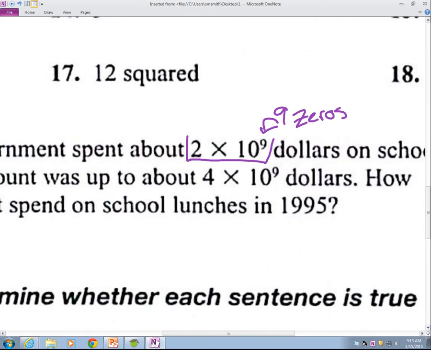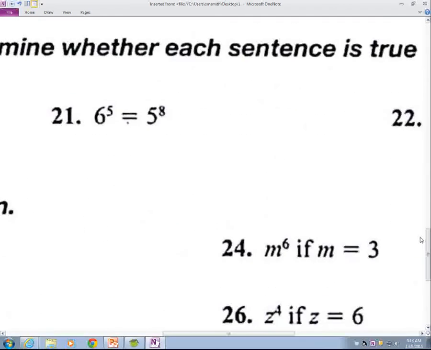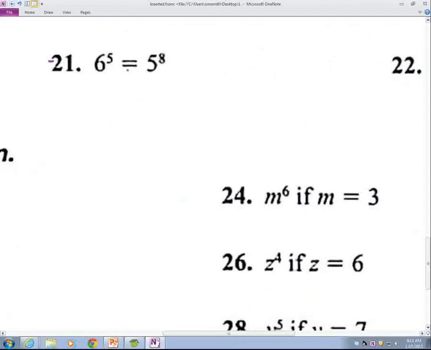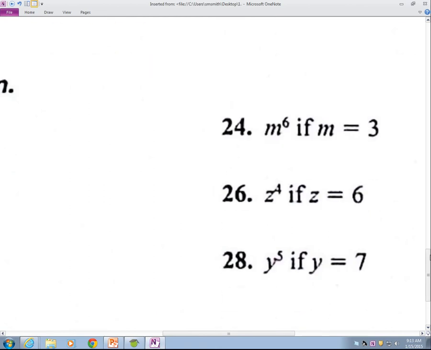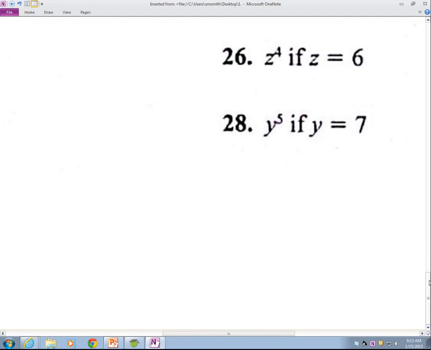Then number 20, 21, and 22 are going to take you a little while because you're going to be multiplying big numbers. But let's ignore number 21. Let's not do number 21. That'll take you a while. Then number 23 through 28 are just practicing with some algebra. Let's do number 27 because it's right there.